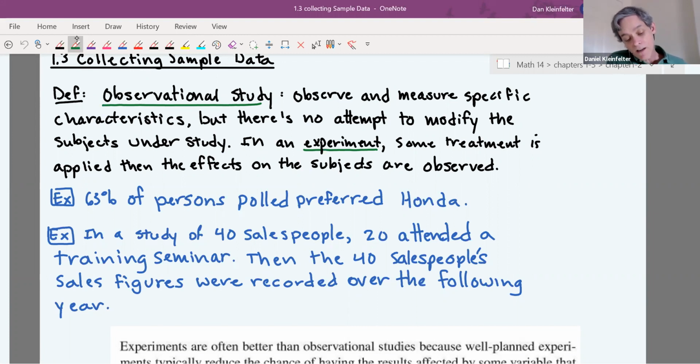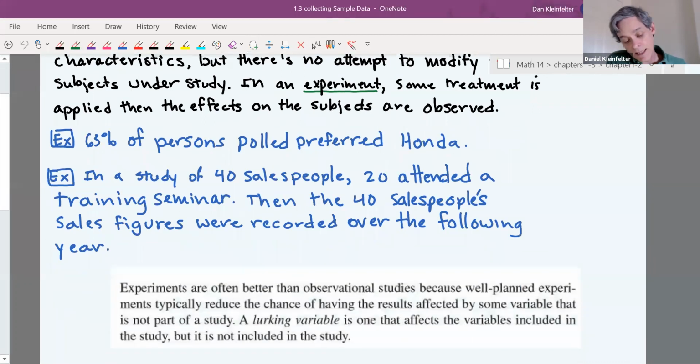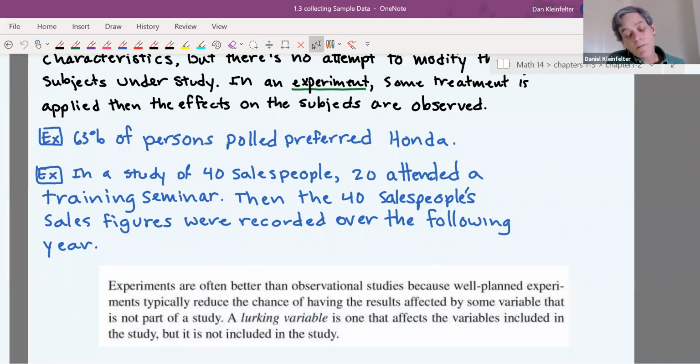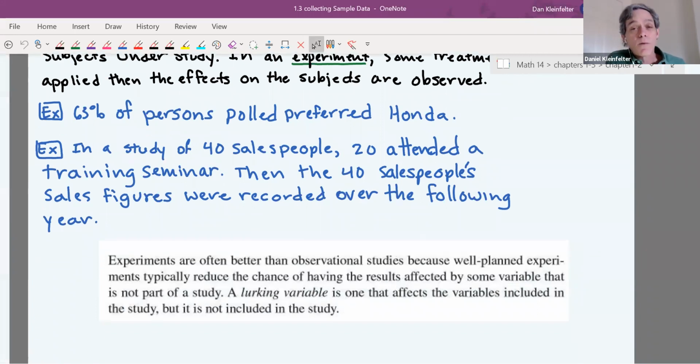In a study of 40 salespeople, 20 attended a training seminar, as I mentioned. Then the 40 salespeople's sales figures are studied over the following year. So we would check the before and after and see if there was an improvement, to see what the efficacy of the training was.